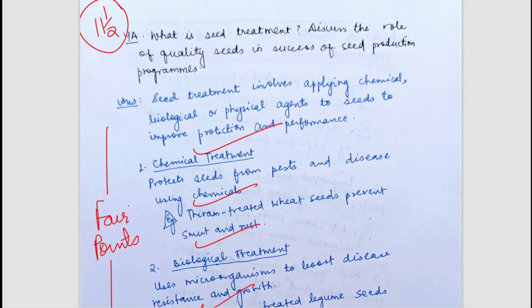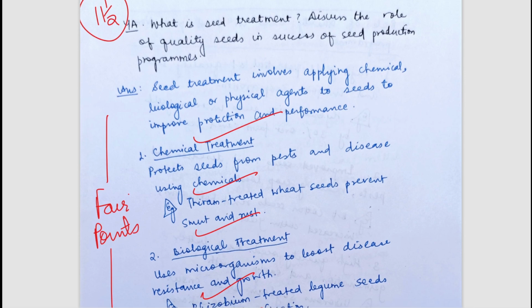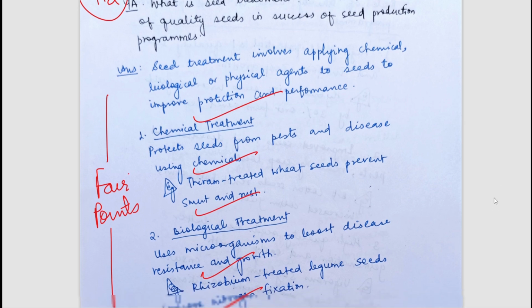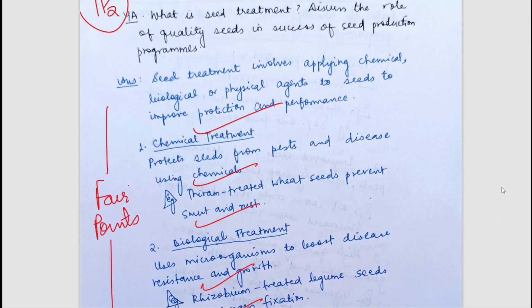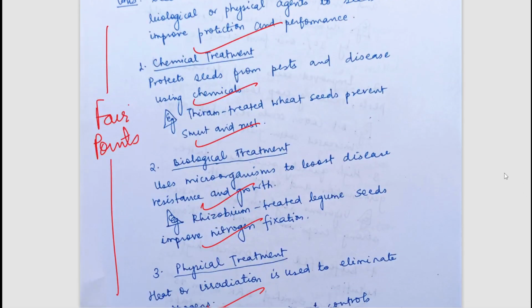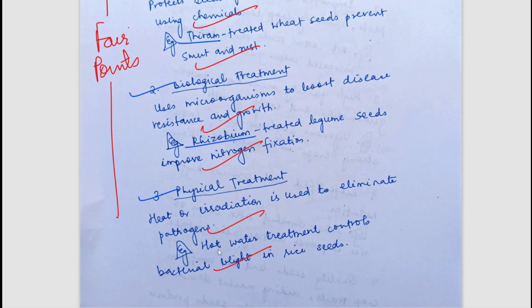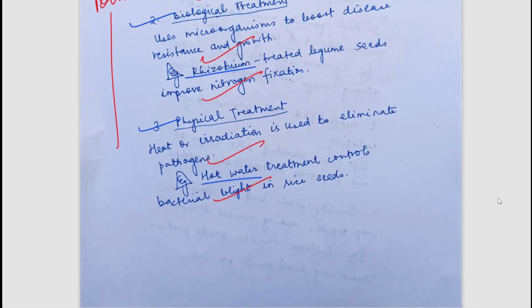The next question is, what is seed treatment, and discuss the role of quality seeds in success of seed production programs. So we all know what seed treatment is, when we treat the seeds applying certain chemical, biological or physical agents so that it improves its performance. There is proper seed protection from fungus, diseases, other things, and overall our yield increases. So we can do chemical treatment, for example thiram. We can do biological treatment using rhizobium. We can do physical treatment using hot water, cold water treatment.